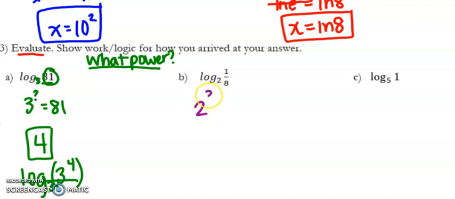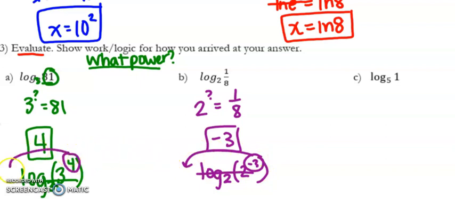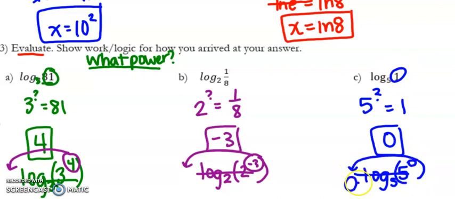Next one, 2 to what power gives me 1/8. That's going to be -3. You also could think log base 2 of 2 to the -3rd. Then log base 2 of 2 will cancel. That -3 swings down, just like this 4 would have swung down. We're good to go. Last one, 5 to what power gives me 1? Well, that's going to be to the 0 power. You also could think that log base 5 of 5 to the 0, 5 to the 0 being 1, those will cancel out. 0 swings down, we get 0.